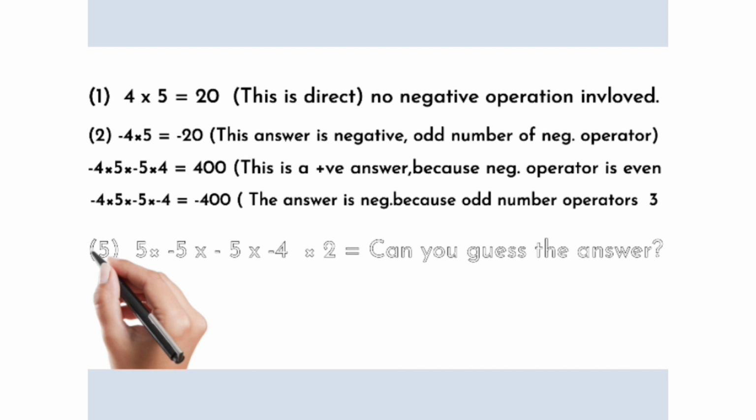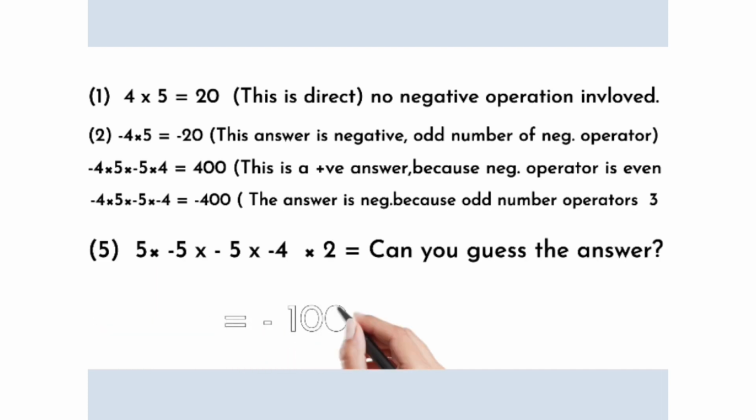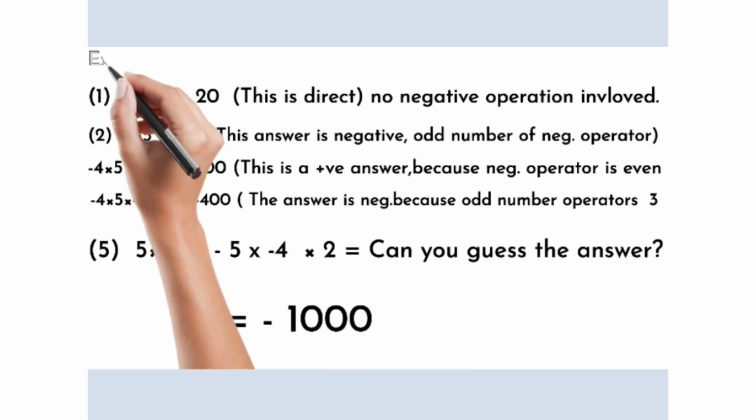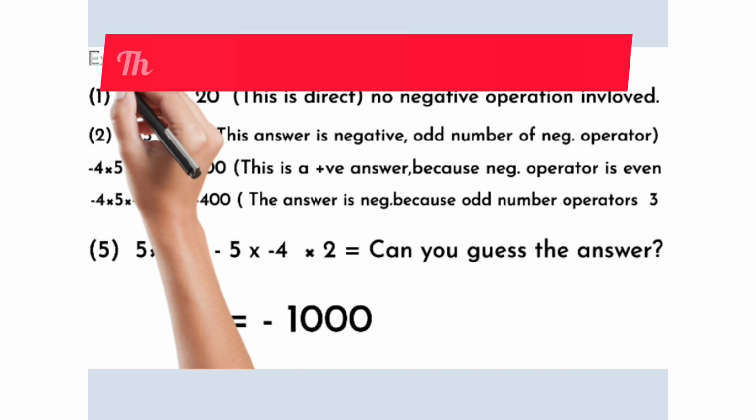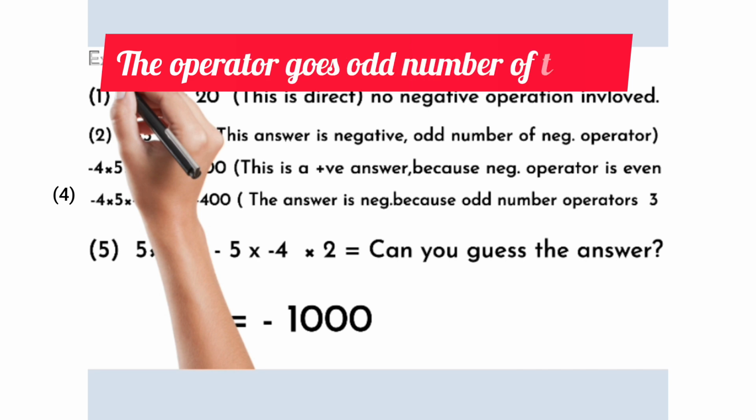That should give you a clue on what the sign of the answer will be. So let us see the solution. The answer is minus 1000. Wow, it's minus 1000 because the number of times the negative operation occurs is an odd number.